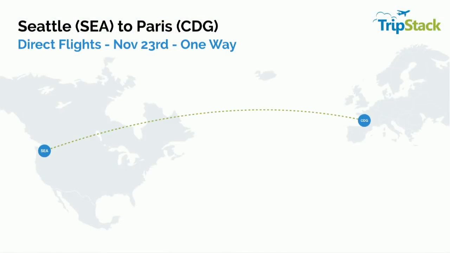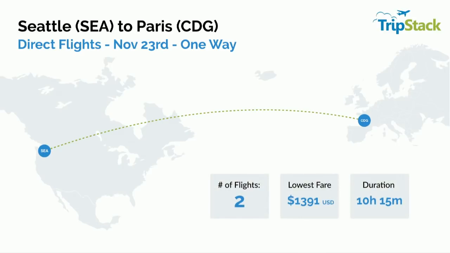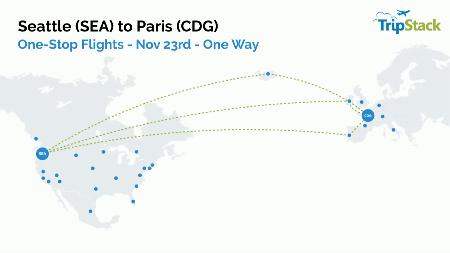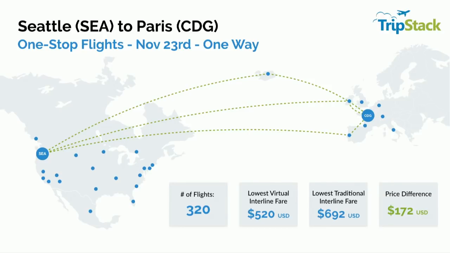Let's have a look at an example. So Seattle to Paris on November 23rd. So direct flights, there are actually very few of them, just two. And the lowest fare you can find is $1,391 with a duration of 10 hours and 15 minutes. If we look at one-stops, way more options emerge. There are flights through North American cities, as well as flights through European airports as well. We build out 320 options if you consider both traditional and virtual interlining.